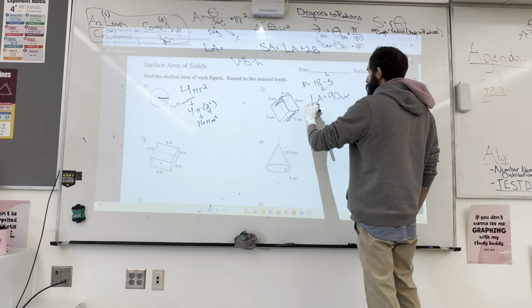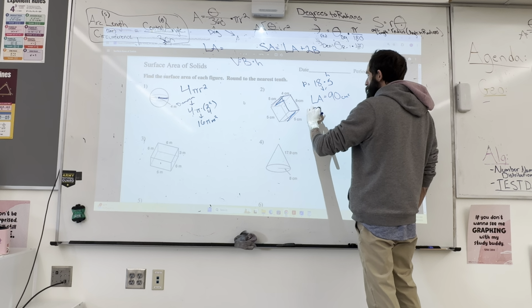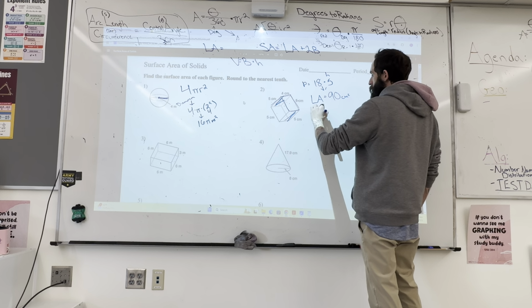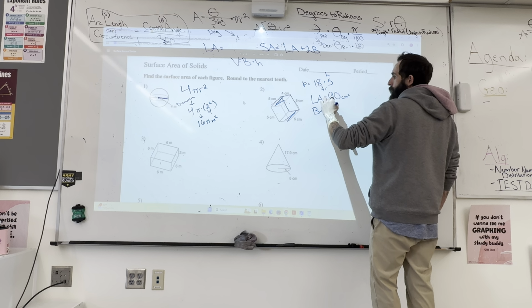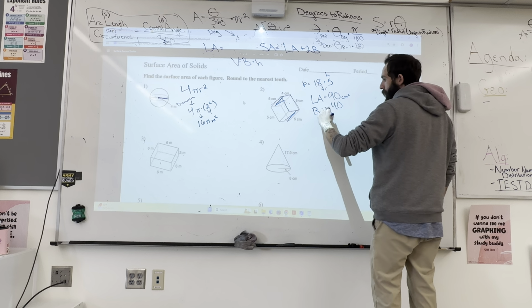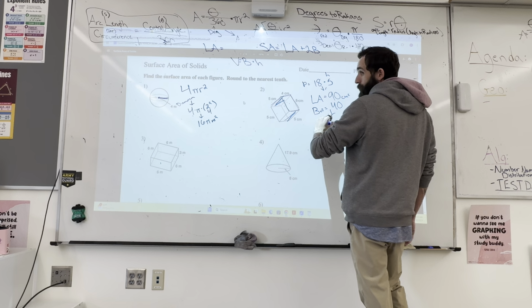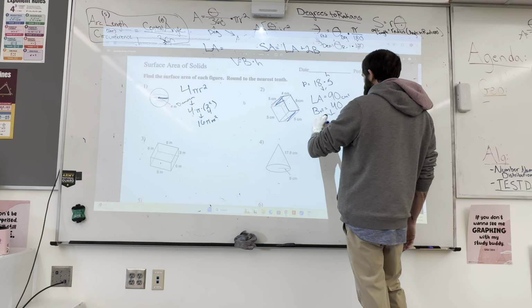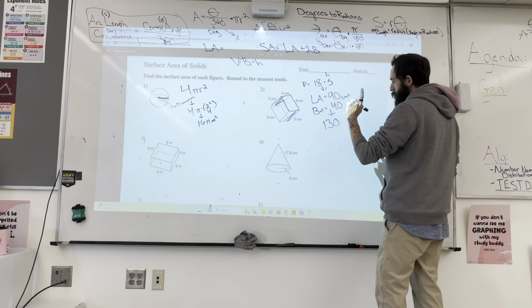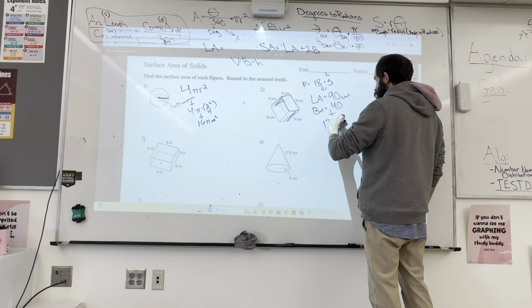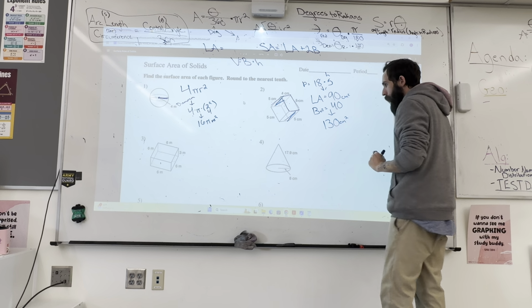So my base area times 2, I'm just going to say is 40. I can now add these together, and I will have a final answer for my total surface area of 130 centimeters squared.